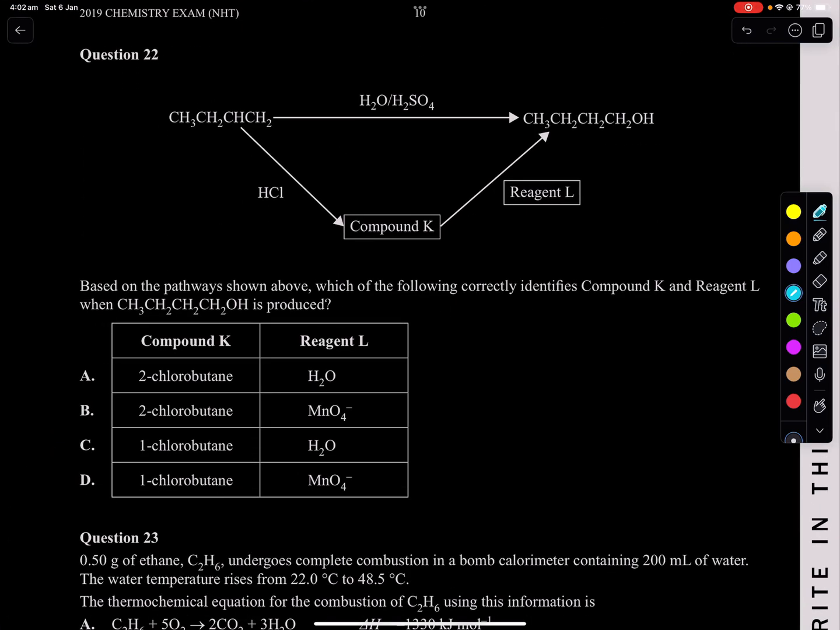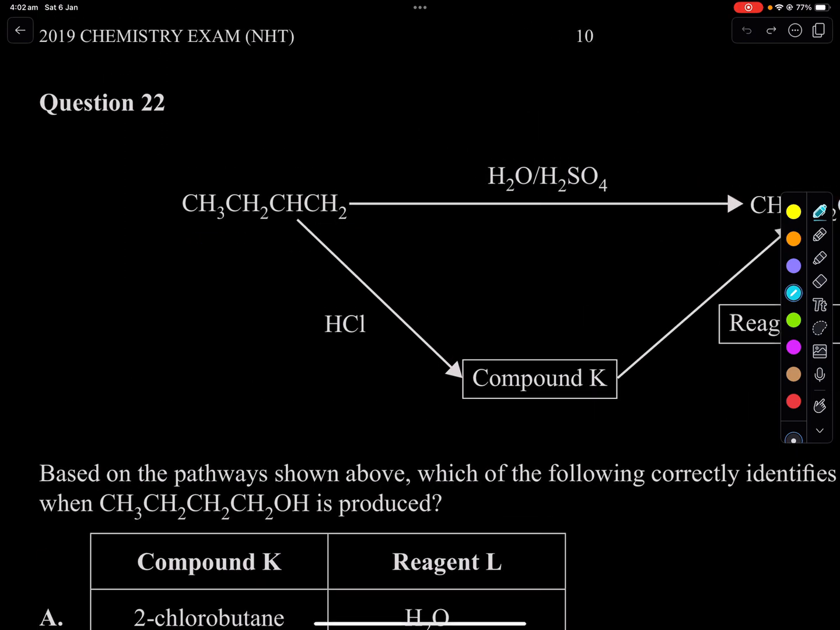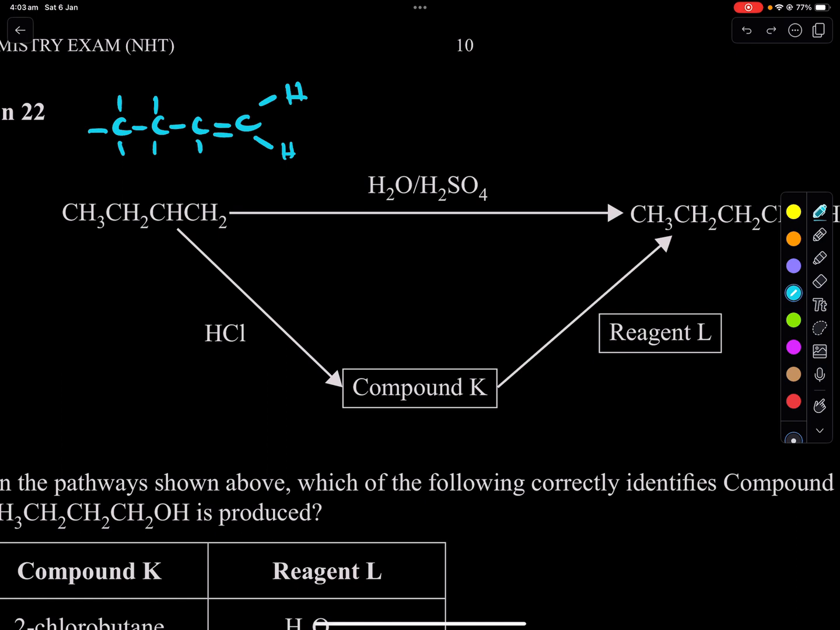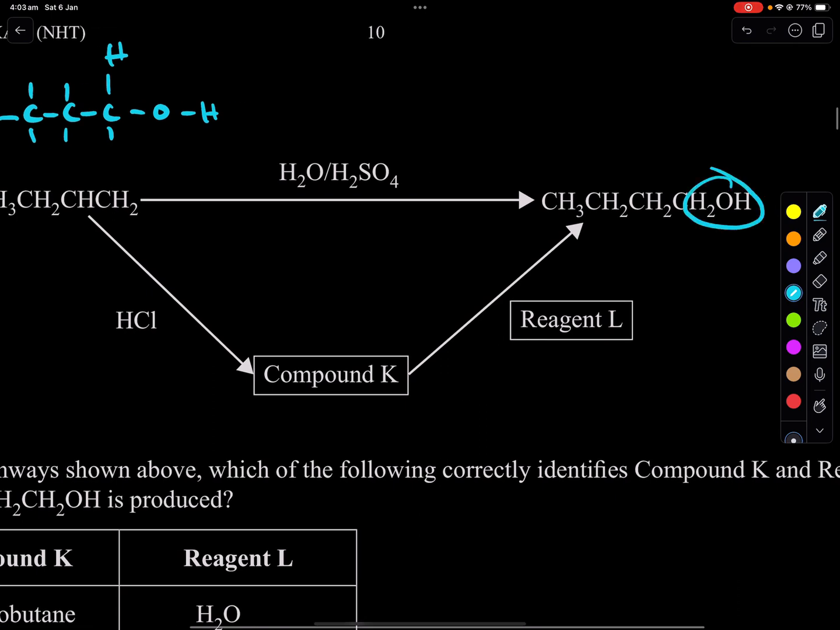Question 22: based on the pathway shown above, which of the following correctly identifies compound K and reagent L when this is produced? Okay, let's look at this. We have this, so let's draw that. That's a C, double C here, and H here. When it's reacted with water, what's going to happen? Well, the double bond breaks, of course, and we're going to have an OH, which is what happened here.